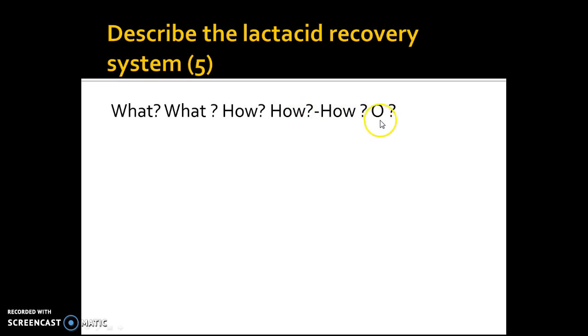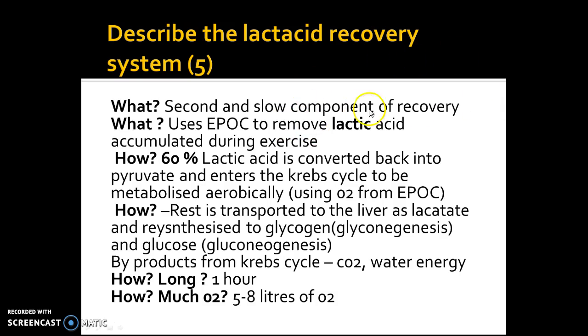And then finally, we've got our easy 2 marks at the end, which basically say, okay, how much oxygen is required, and then how long does it take? And then we've got those final bits there, the what and the how. But a lot of this is linked to what we did for the alactacid. So straight away we know it's a second and slow component of recovery.